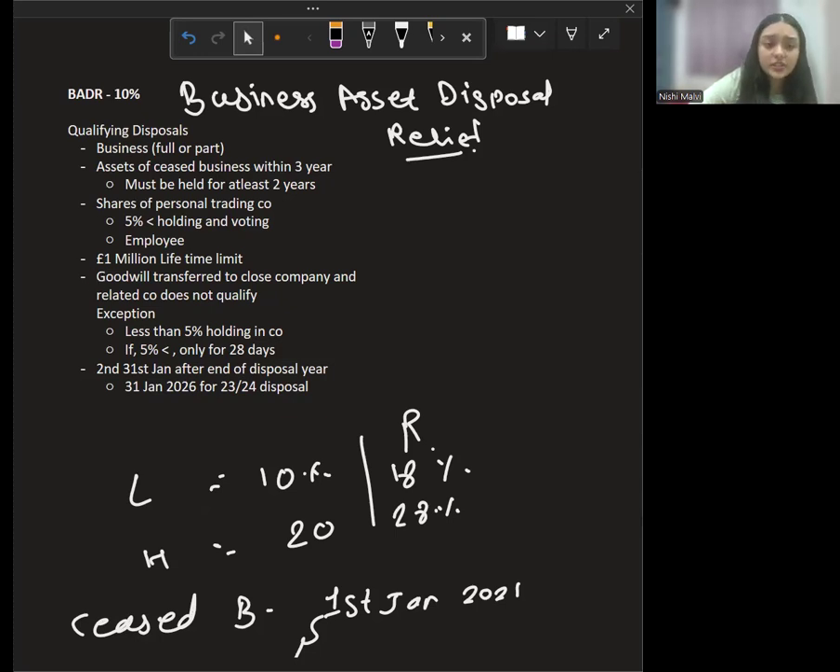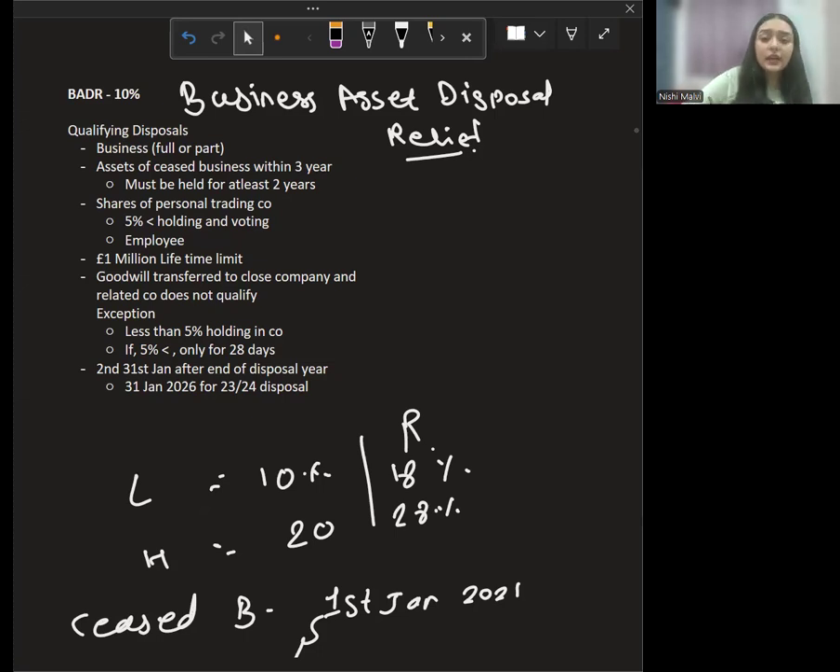Now, one more thing is goodwill. Whenever you transfer your goodwill to your close company, and you will study close companies in detail in corporation tax, but I'll just explain in brief. A close company is one where all the directors are members of the shareholders, and the company is made of relatives or close, related people. So in short, that is your close company.